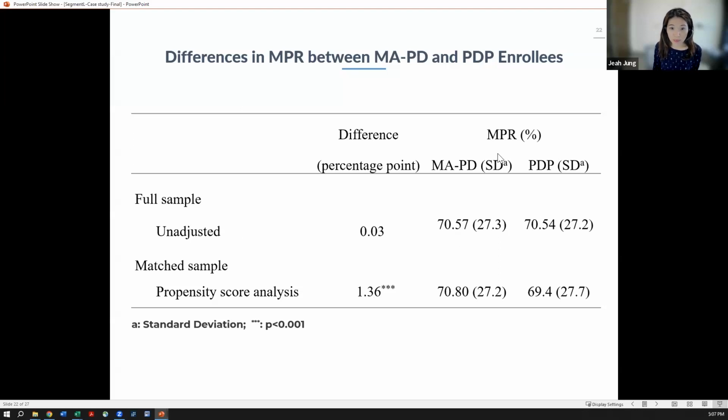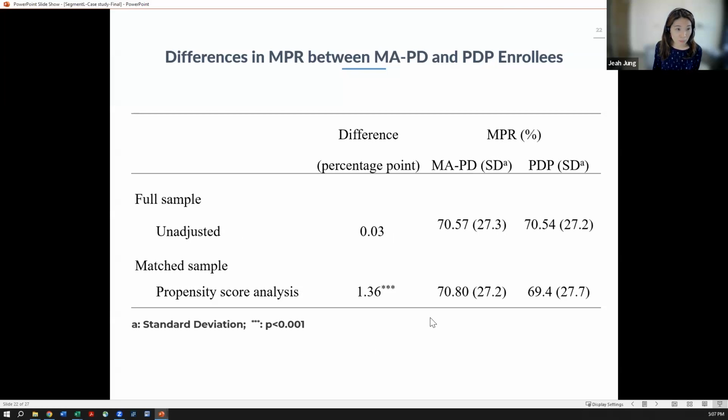So MPR, which means that this is just the average 0.7, right? I just expressed it as a percent. So it's 0.705 and 0.705. It's almost the same between these two groups.